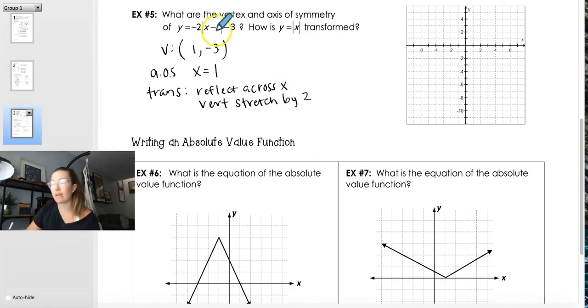Okay, next, we have a -1. When we're adding or subtracting something, it's a shift. Inside is horizontal, inside's opposite of what you think, so this is actually a shift right 1.